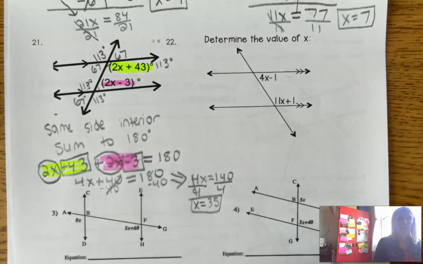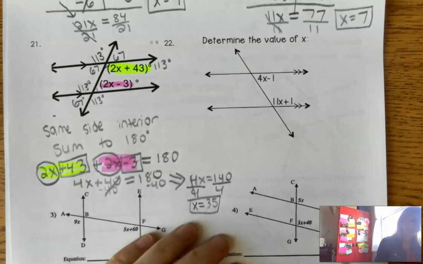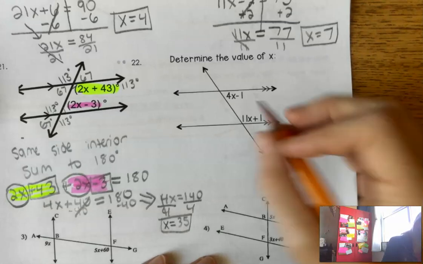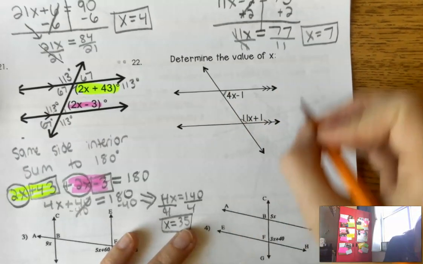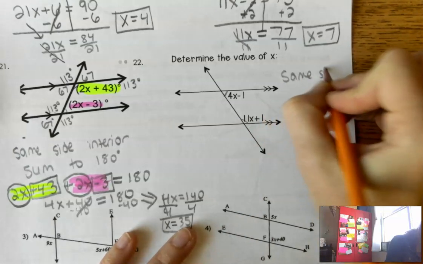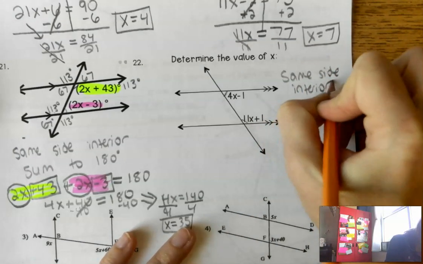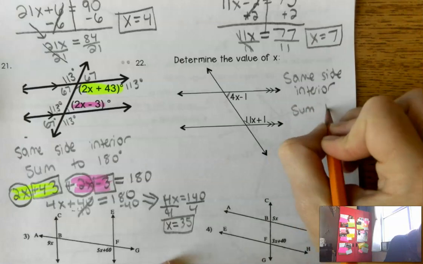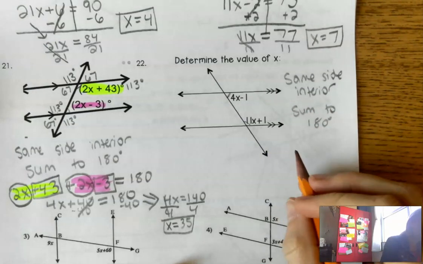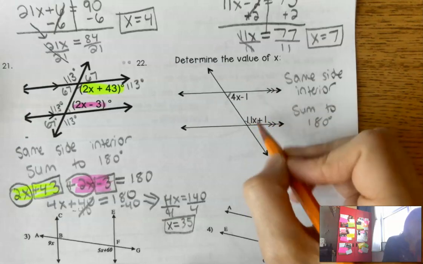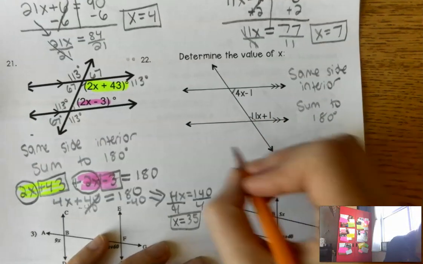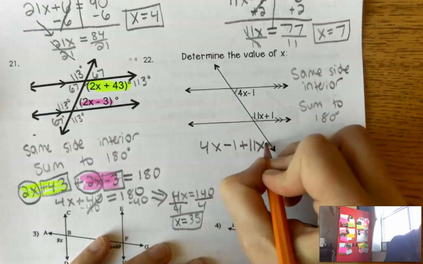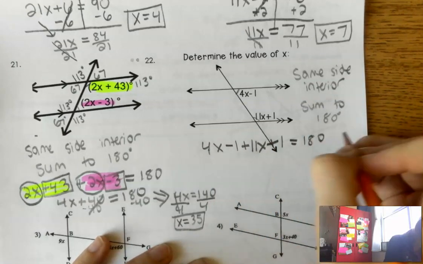I want you to solve for x on your own on this one, number 22. All right, let's go ahead and do this together. First, tell me what is the relationship between these two angles. I hope you said same side interior. Do same side interior angles sum up to 180 or are they congruent? I hope you said sum to 180. So to set up this expression, I'm going to add these two angles together and set it equal to 180. So I'm going to have 4x minus 1 plus 11x plus 1 is equal to 180.